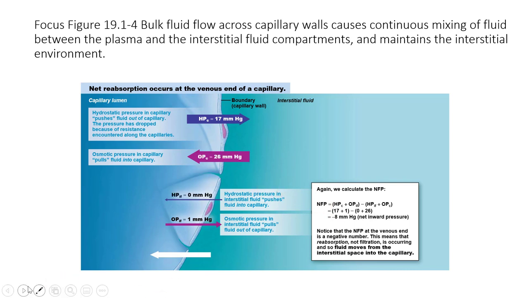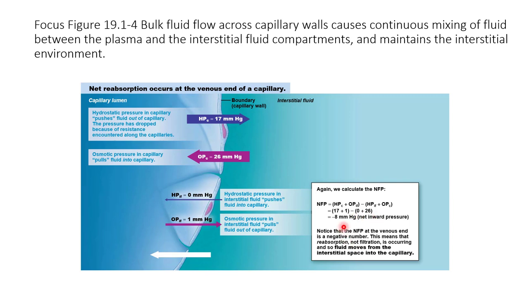The next group is the one that pushes the fluid in. Here you have 26 millimeters of mercury pressure, which is the osmotic pressure in the capillary, and it pulls the fluid into the capillary, plus the hydrostatic pressure in the interstitial space, which is 0 because of your lymphatic system. So 0 plus 26. You will come up with negative 8.